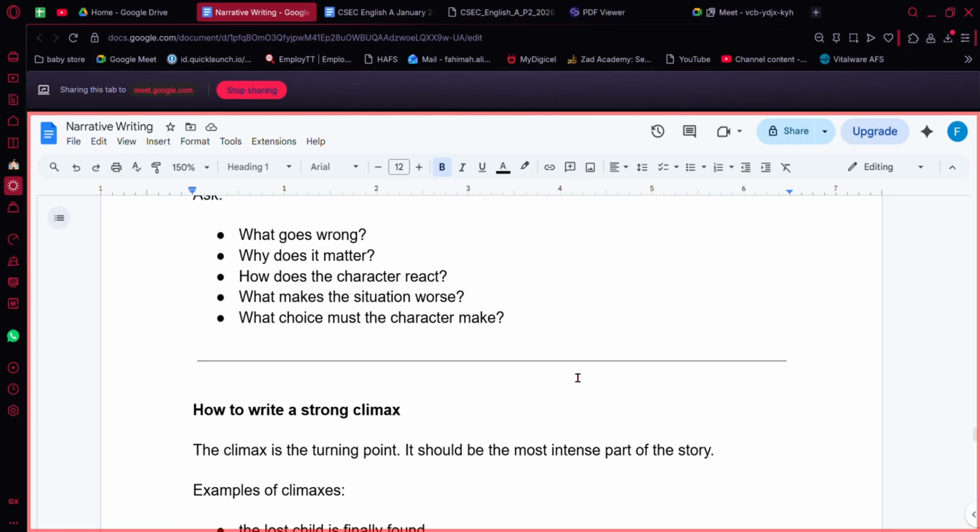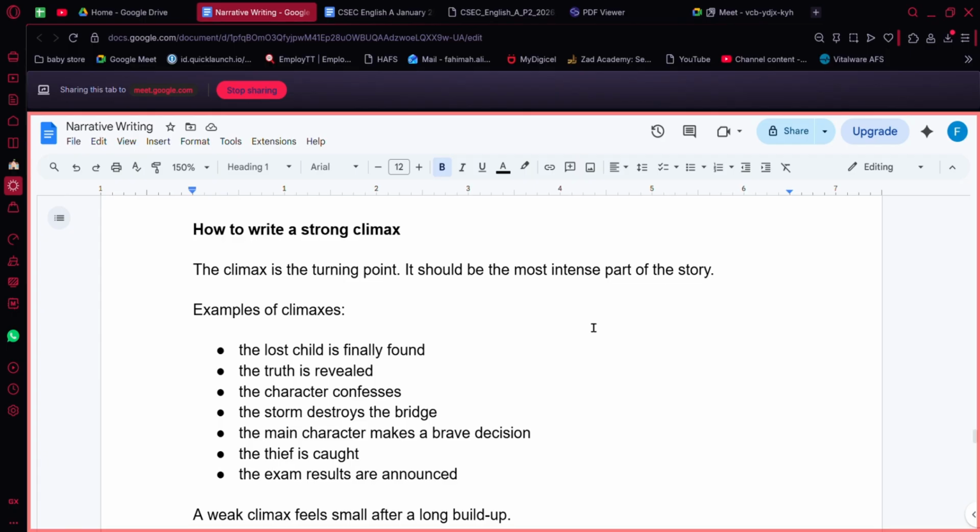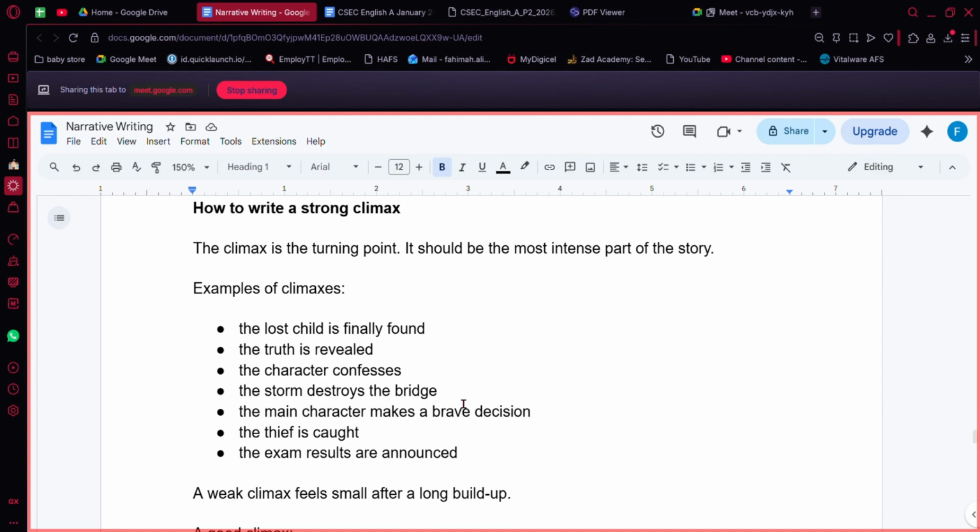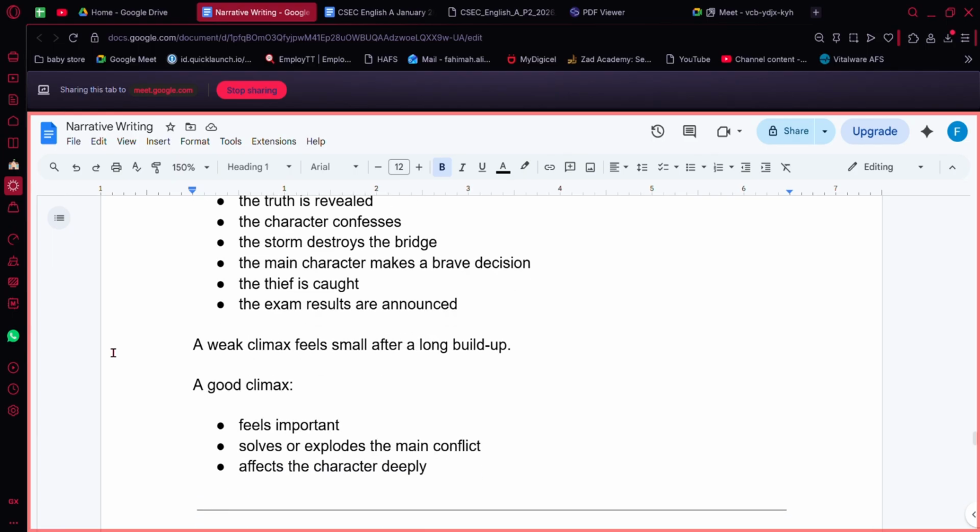Now you need to write the climax of your story. This is the turning point, and it should be the most intense part of your story. So some examples of climaxes might be that the lost child is finally found, the truth is revealed, the character confesses, the storm destroys the bridge, the main character makes a brave decision, the thief is caught, the exam results are announced. So a weak climax will just feel boring after a long build-up, but a good climax should feel important. It should feel like something has been solved, or it explodes the main conflict. It also affects the character deeply.